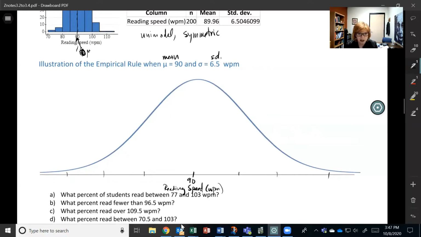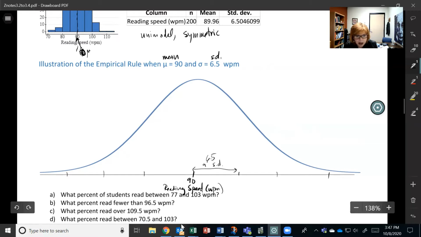So what I'm going to do to my number line, my x-axis, is add 1 standard deviation, 2 standard deviations, 3 standard deviations. And on this side, I'm going to subtract 1, 2, 3 standard deviations, where a standard deviation is 6.5. So between here and here is a standard deviation, and that is 6.5 words per minute.